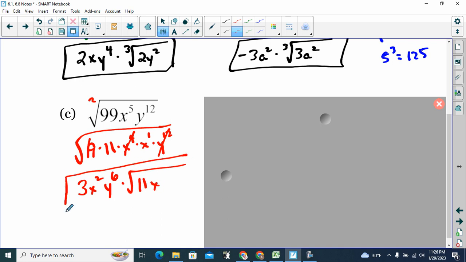And usually you will see this times sign written in here. The reason we do that is if we don't put it in there, it's tough to tell if this is y to the 6th times the square root or y times the 6th root. So usually you'll see the times sign in there to differentiate between what's out front and what goes under the root.